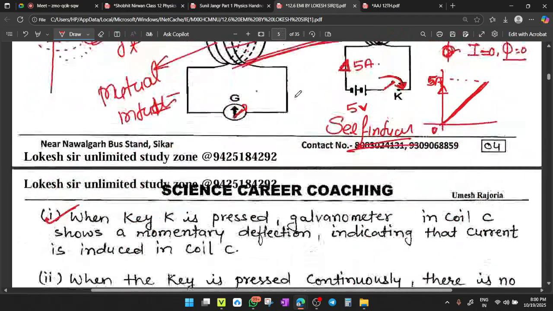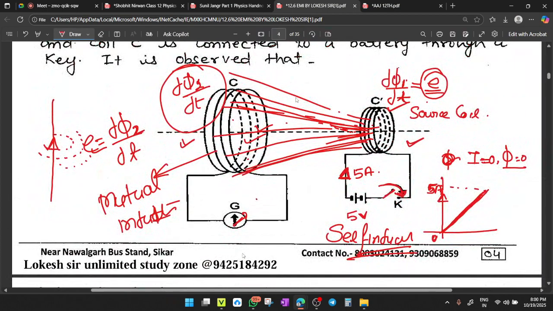See here. When key K is pressed, the galvanometer in the coil C shows a momentary deflection, indicating the current induced in the coil C. Any problem? As the current is changing. You tell me, after the current establishes its maximum value, like the current is constant now at 5 ampere, does any deflection show in the galvanometer, or does it come back to zero? What happened? Tell me, please.